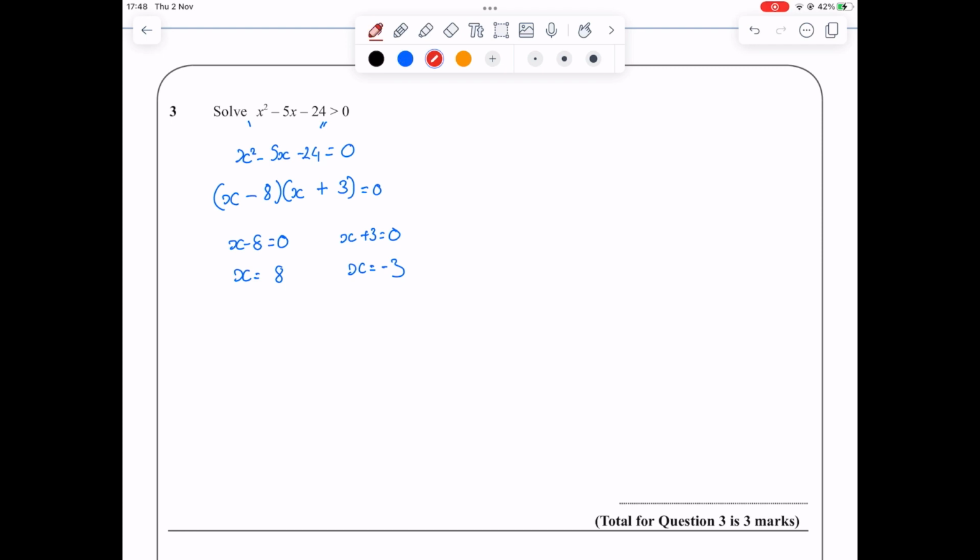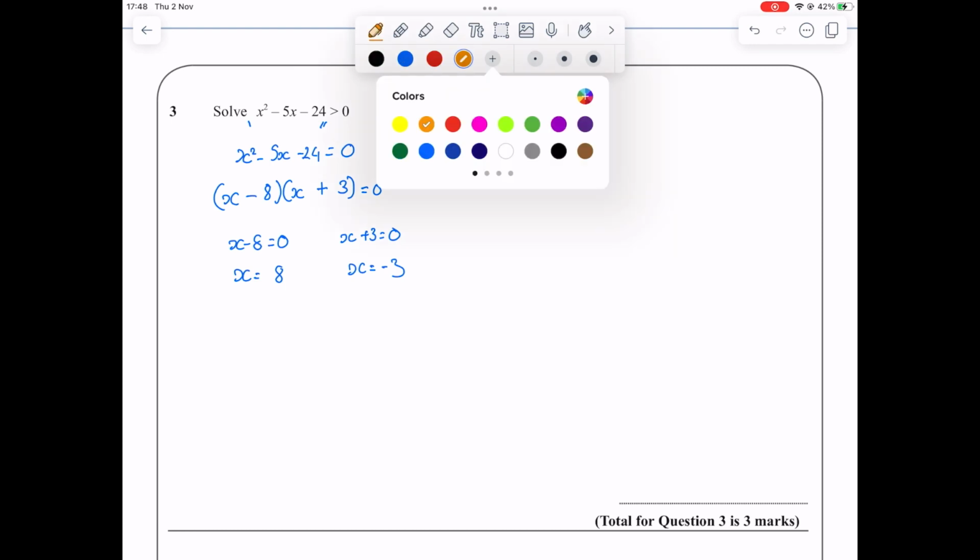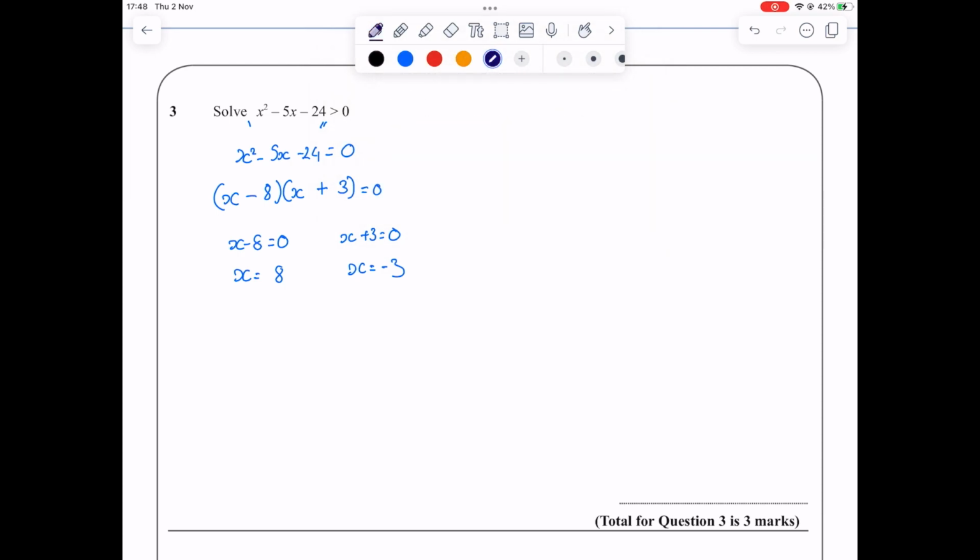That's step 1, all done. Now we move into step 2. Step 2, we sketch the graph. We're sketching the graph of y equals x squared minus 5x minus 24.